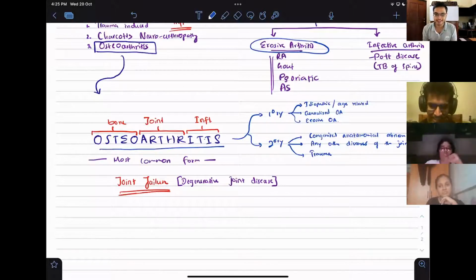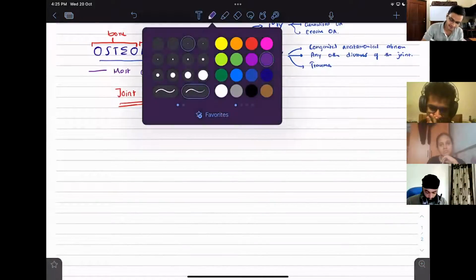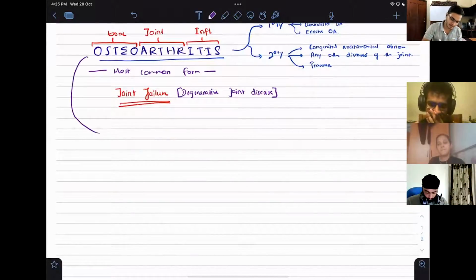Okay, so the side effect is osteoarthritis. Now, commonly affected, because of this reason, are the joints that we abnormally use. Instead of walking on 4 legs, we walk on 2 legs.